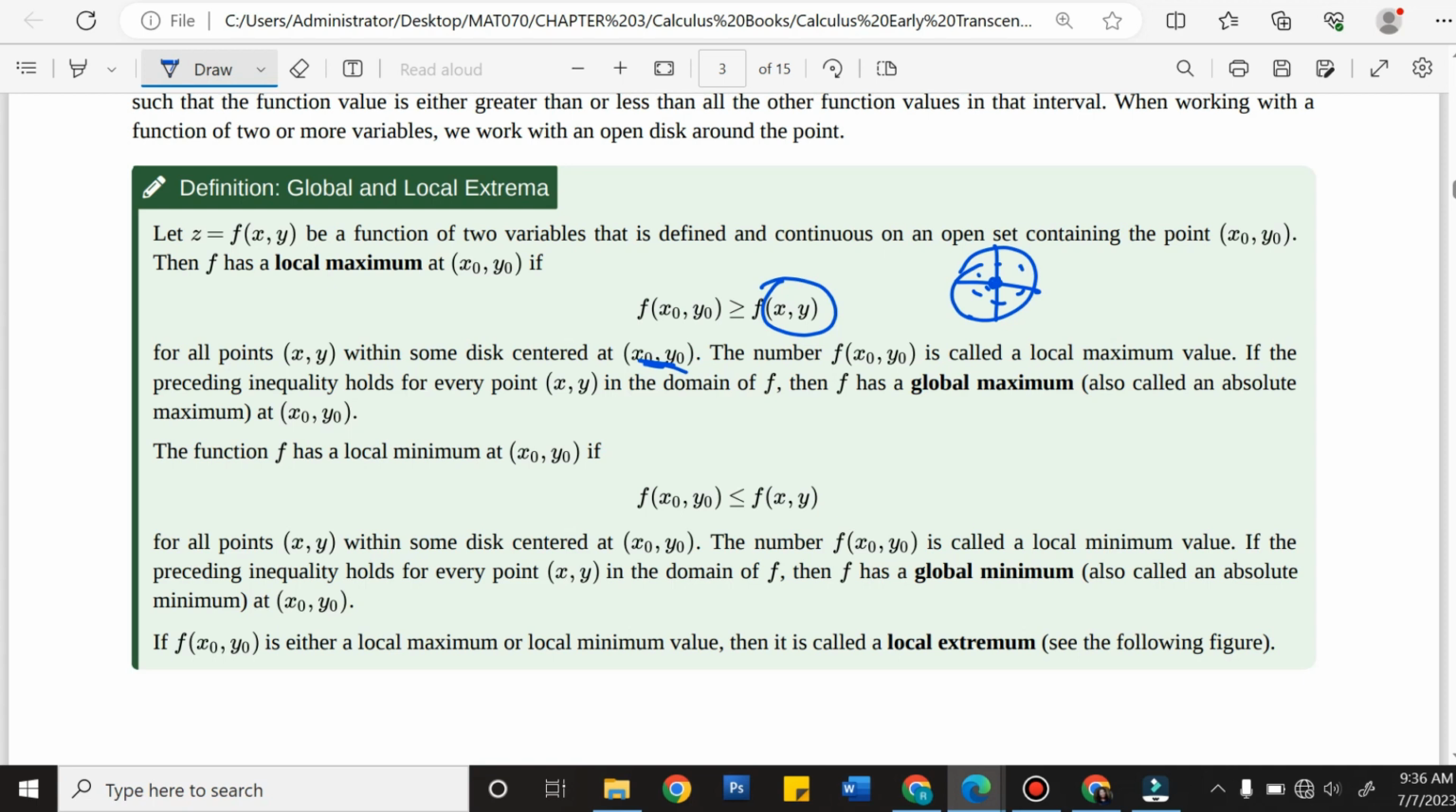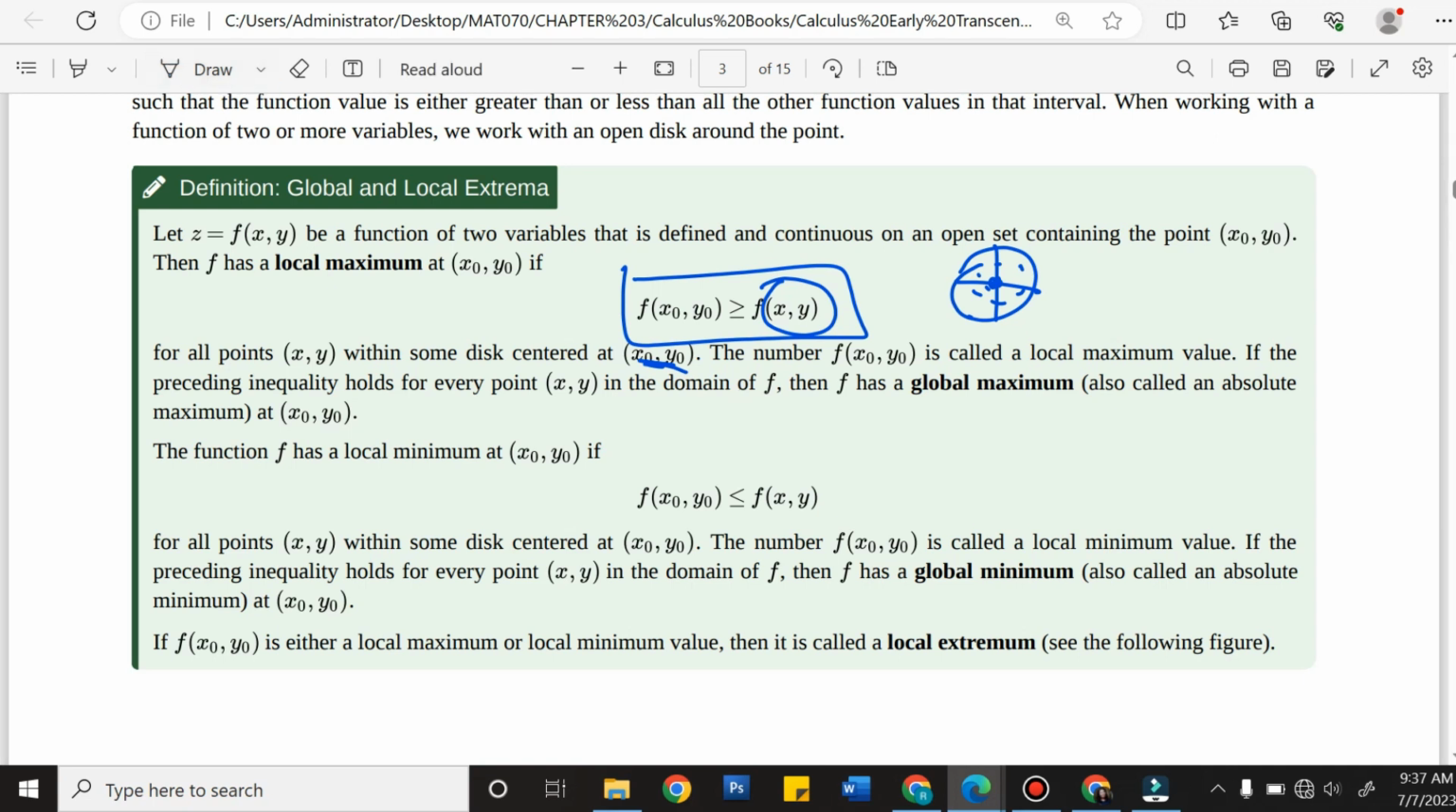And if the preceding inequality holds, kung ma-okay daw ni, if this is true, for every point x, y, then f has a global maximum at x sub o, y sub o. To put it simply class, if ever true ni siya later, natay center sa disk nga f of x sub o, y sub o, and any point, bisag aha ka diri mo kuha, and true siya, we can say that si center is the global maximum.